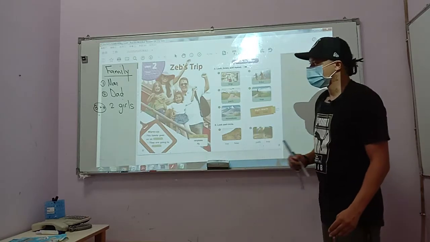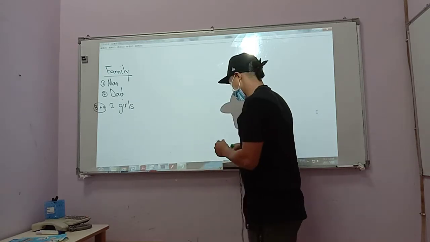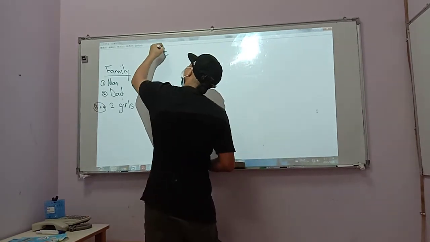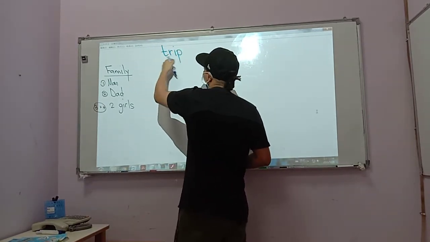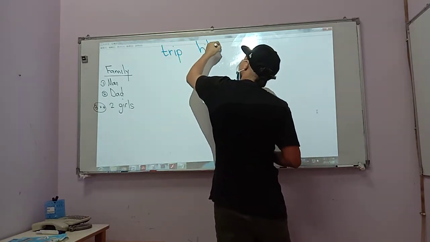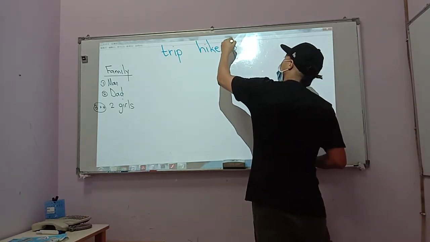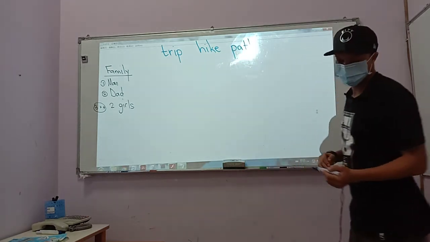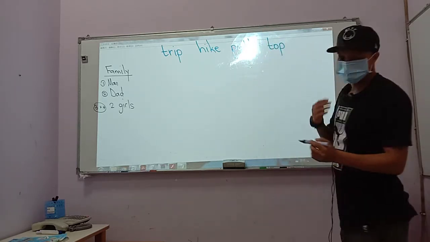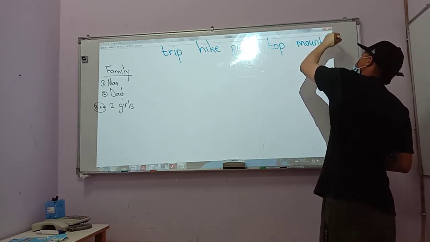Can we go to the whiteboard, please? Okay. First vocabulary word that we have, boys and girls, is trip. Okay. Number 2 is hike. Okay. Number 3 is path. 4, top. And number 5 is mountain.